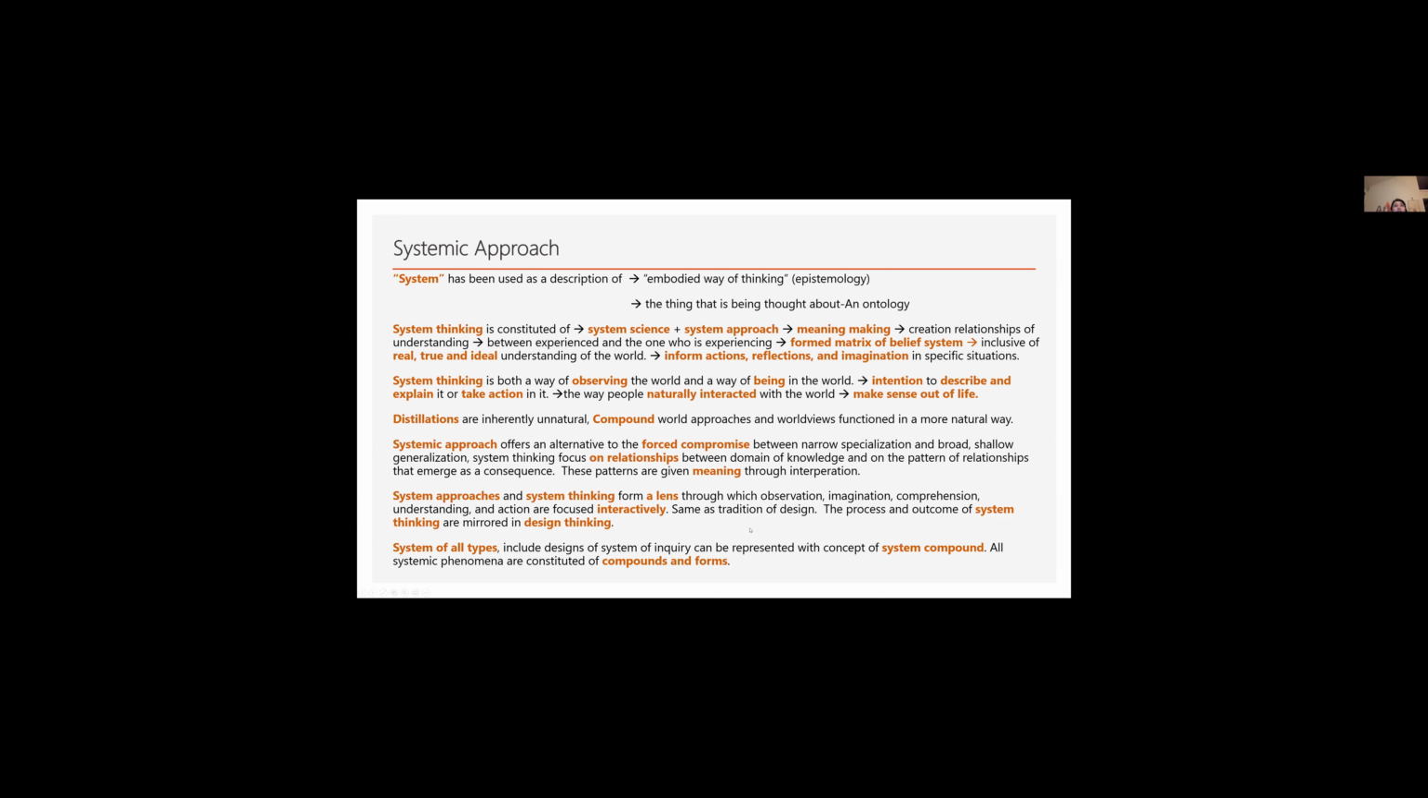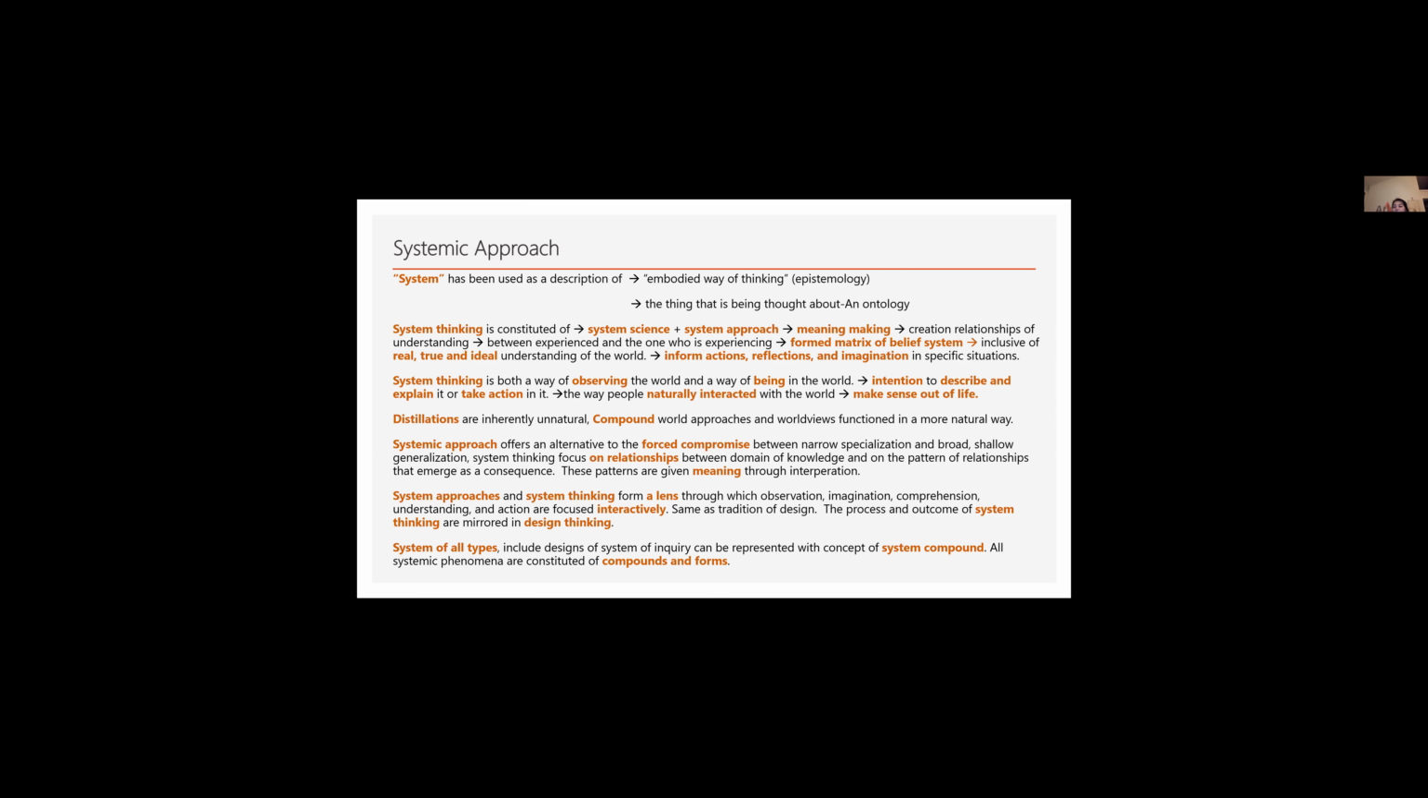System has been used as a description of embodied way of thinking and a thing that's being thought about. So it's both about the thinking and the things you're thinking. System thinking is constituted of system science and system approach, which create meaning making. Relationship of understanding between experience and who experienced it. I found this part is quite interesting. So that's how we form a matrix of belief system.